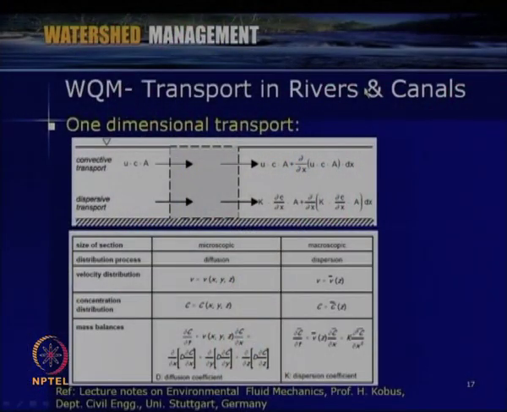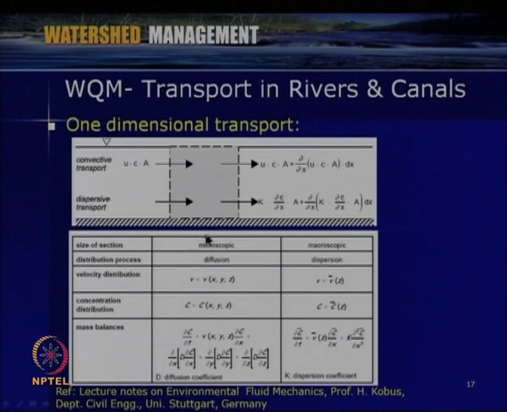Now, as far as water quality modeling, for example, transport in rivers and canals are concerned, for example, one dimensional transport. If you consider the convective transport or dispersive transport, the governing equation which we have to solve is shown here, where u is the velocity, c is the concentration, A is the area of flow, and k is the dispersion coefficient. Like that we can consider a control volume like this, and then we can do the water quality modeling.